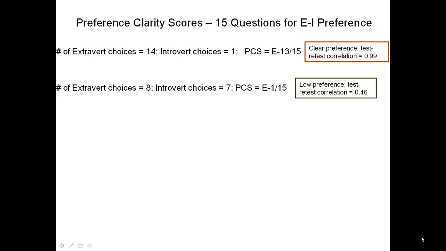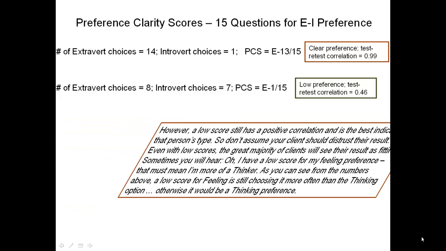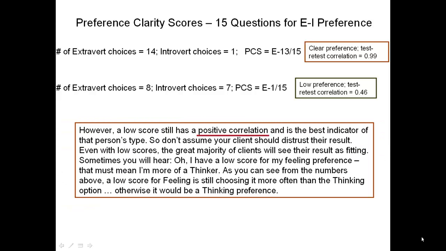Sometimes clients will ask, how come I'm changing back and forth? The answer is that they're not changing their type. They are consistently expressing what was obvious with the low scores. They're unsure of their preference and they're hovering between the two. However, a low score still has a positive correlation and is the best indicator of that person's type. So don't assume that your client should distrust their result. Even with low scores, the great majority of clients will see their results as fitting.